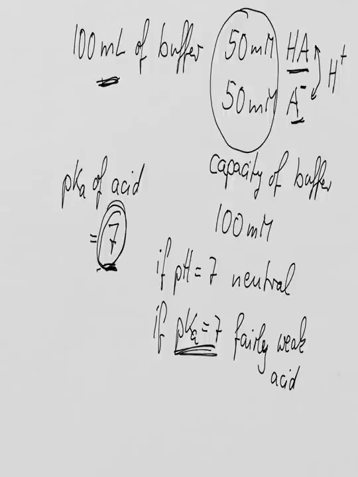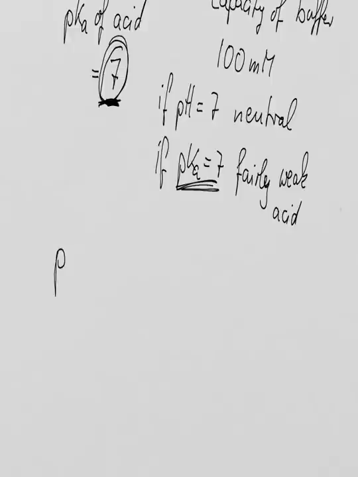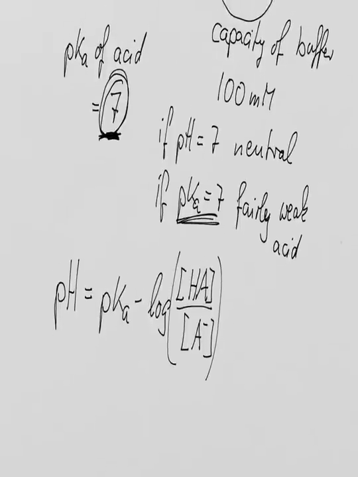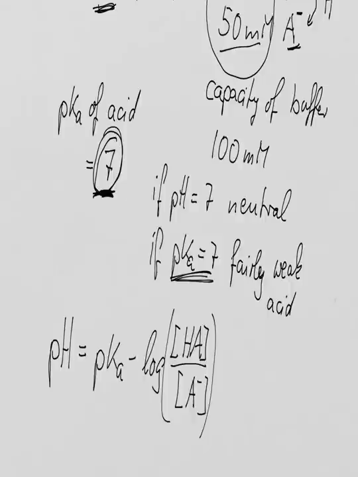So we have a pKa of 7. We know our acid and our base concentration. Now we can calculate what is the pH of this buffer. pH equals, and we learned the Henderson-Hasselbalch equation, so it is pH equals pKa minus log of the acid concentration divided by the base concentration. So we just simply calculate our pH for this particular solution. Can somebody try and do this, please? What is the pH of this buffer solution?